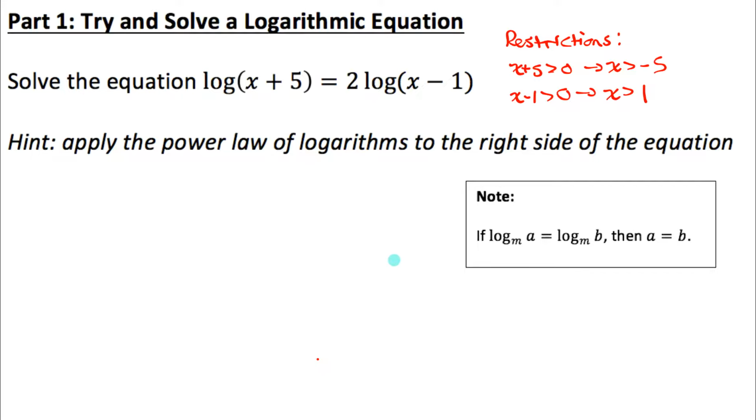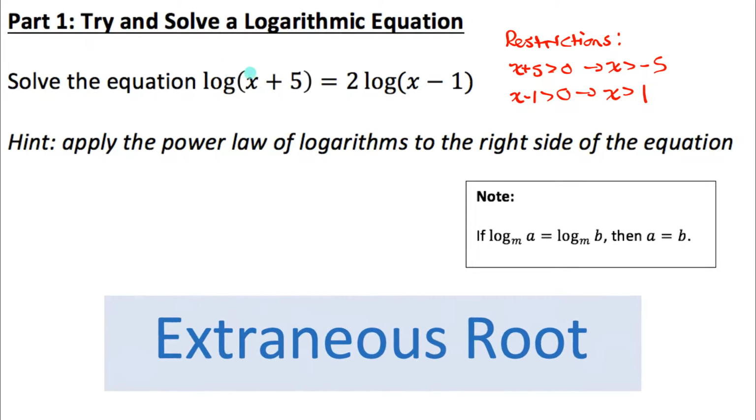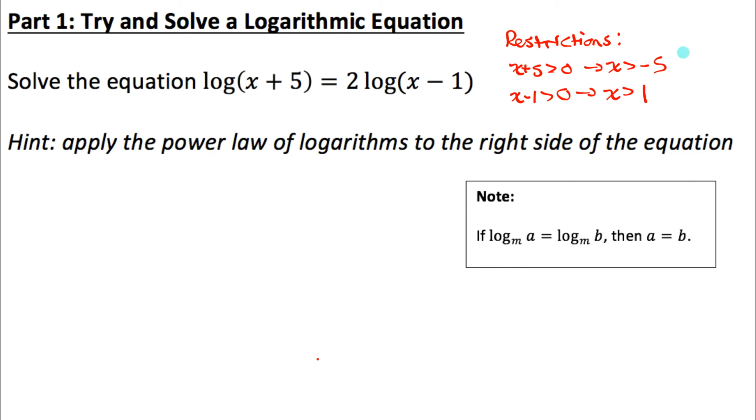So when you solve a logarithmic equation, you have to make sure that your answers actually make the equation work. They might not necessarily. They might be something called an extraneous root. And it would be an extraneous root if you get an answer that doesn't satisfy both restrictions. The number has to be both bigger than negative 5 and bigger than 1.